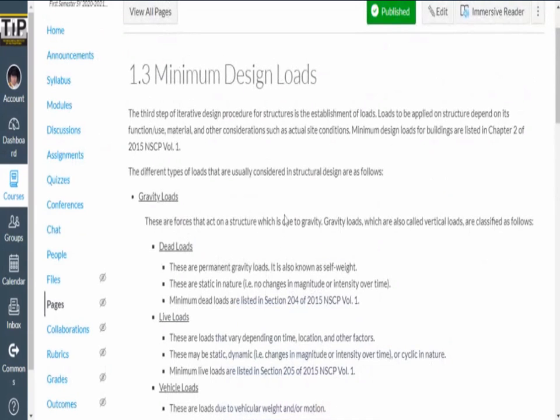Okay. So as we remember, the third step of the iterative design procedure is the establishment of loads. Loads to be applied on structures depend on their function or use, material, and other considerations such as actual site conditions. So now, how do we determine the minimum loads that we need to consider? Minimum design loads for buildings are listed in Chapter 2 of the 2015 NSCP. So you will be able to see that here.